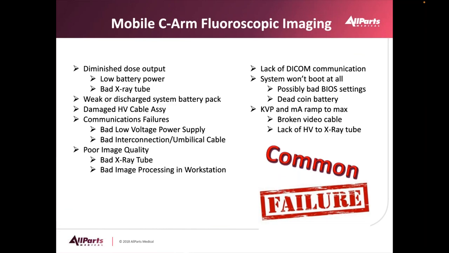Some of the common failures that you will find within a C-arm system is diminished dose output, which is usually one or two things. It's either a bad x-ray tube, or we have weak or discharged battery packs. We have damaged high voltage cable assemblies. We have communication failures, bad low voltage power supplies, broken interconnect or umbilical cords, cables.